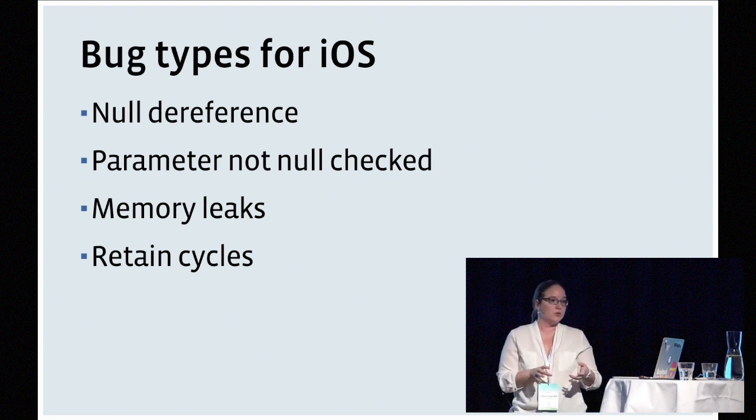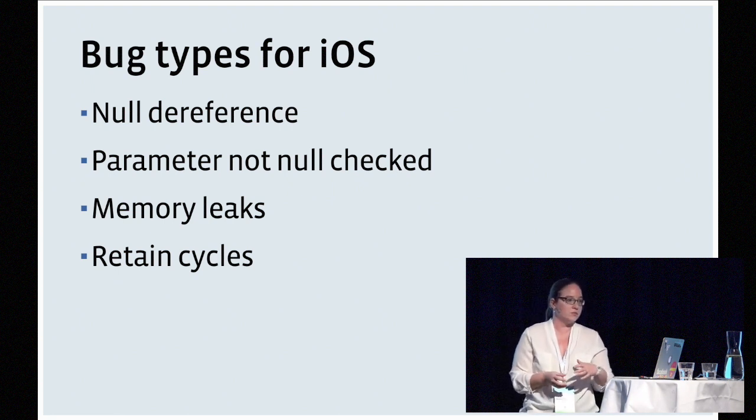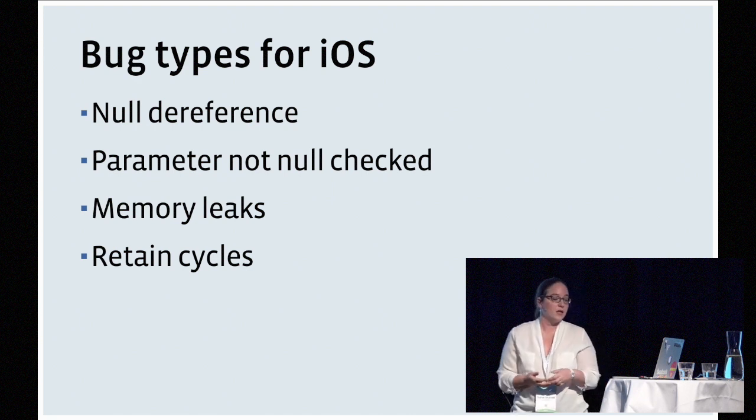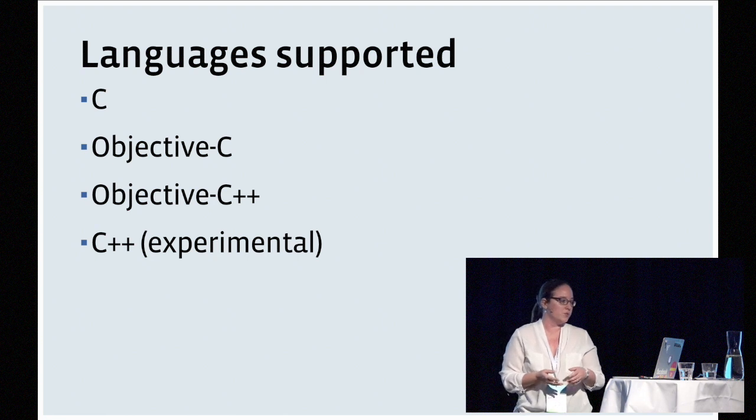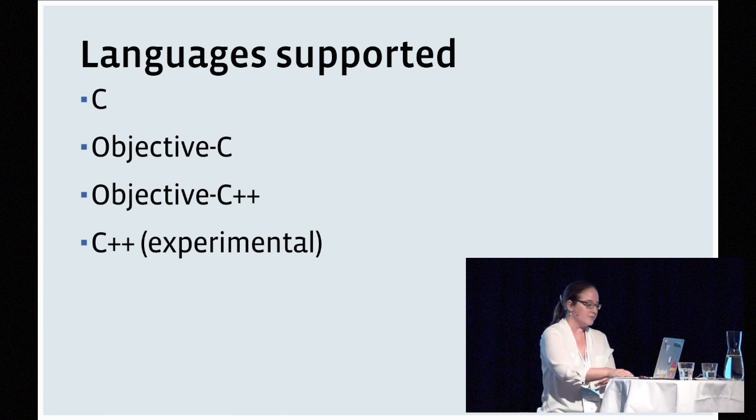For the core tool, we have various types of bugs that we can find, like null dereferences, parameters not checked for null, memory leaks, and retain cycles. And as I explained before, the languages that we support are C, Objective-C, Objective-C++, and a bit of C++, and also Java, but not Swift yet.